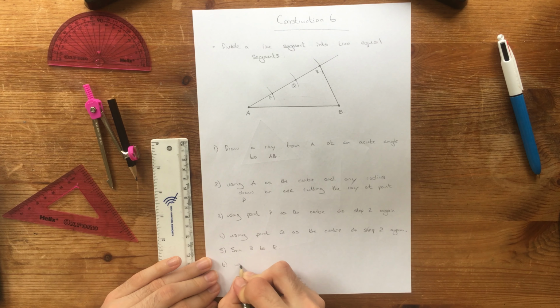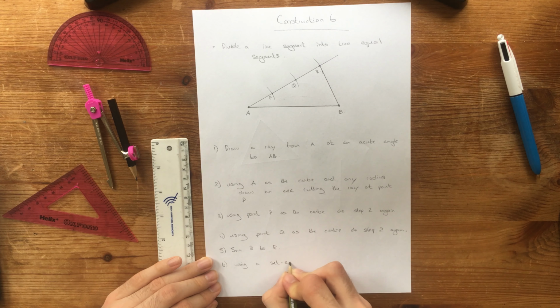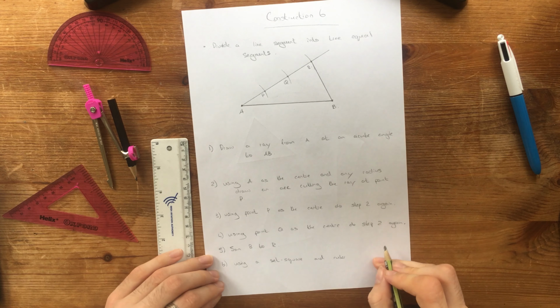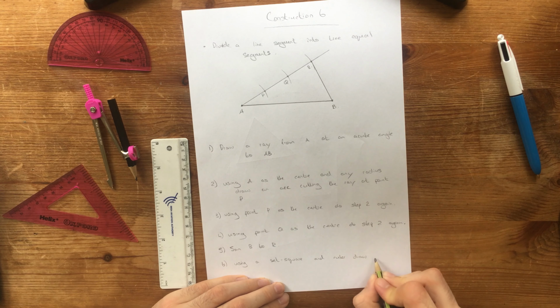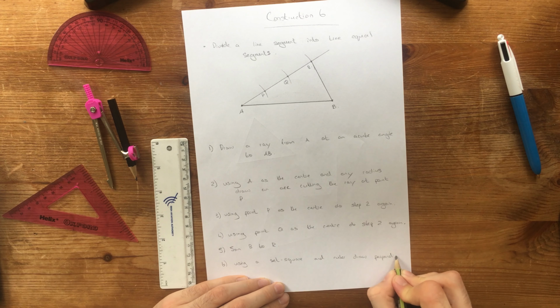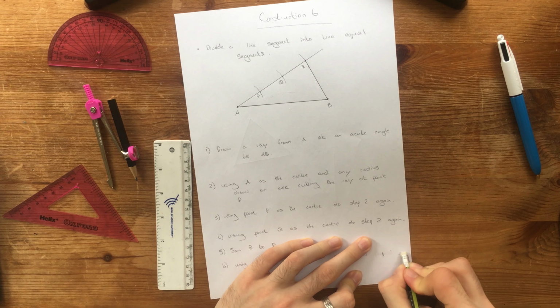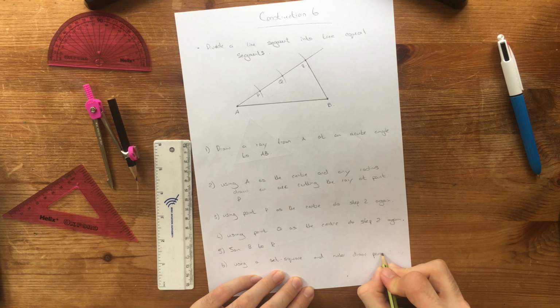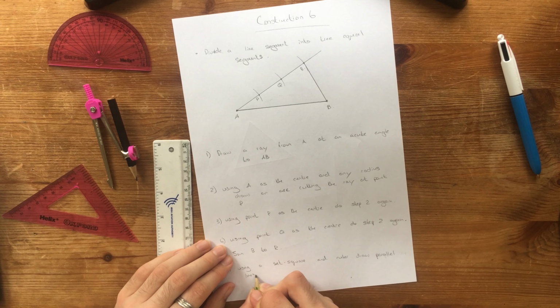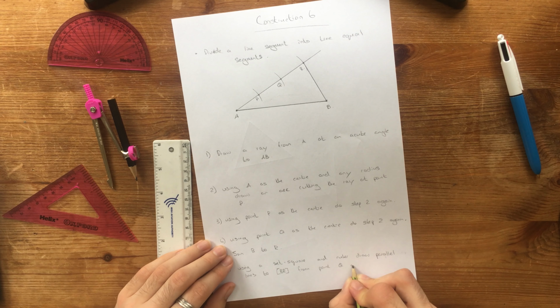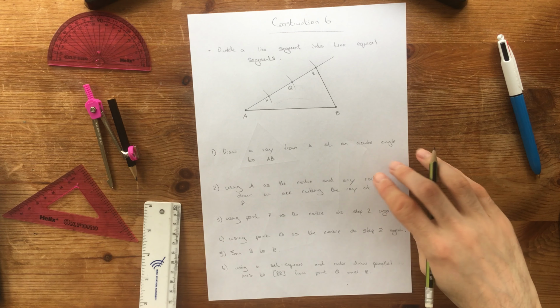Now, finally, using a set square and ruler, draw parallel lines. Sorry, not perpendicular, I think I'm mixing up my words. Draw parallel lines to BR from points Q and P. So we have to think back to our previous construction number 5, on how to do this.